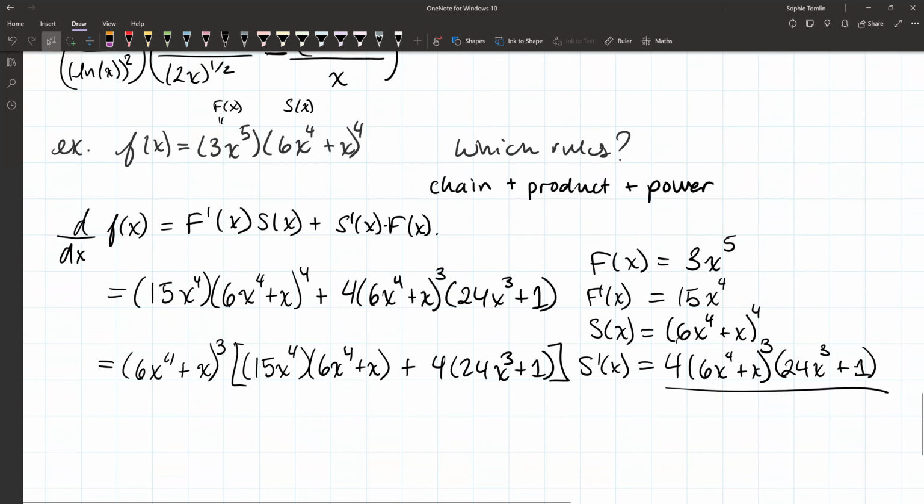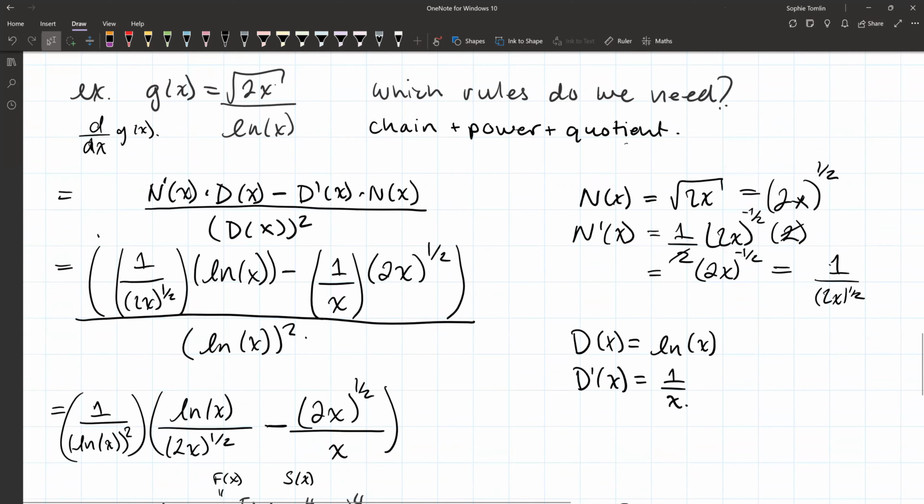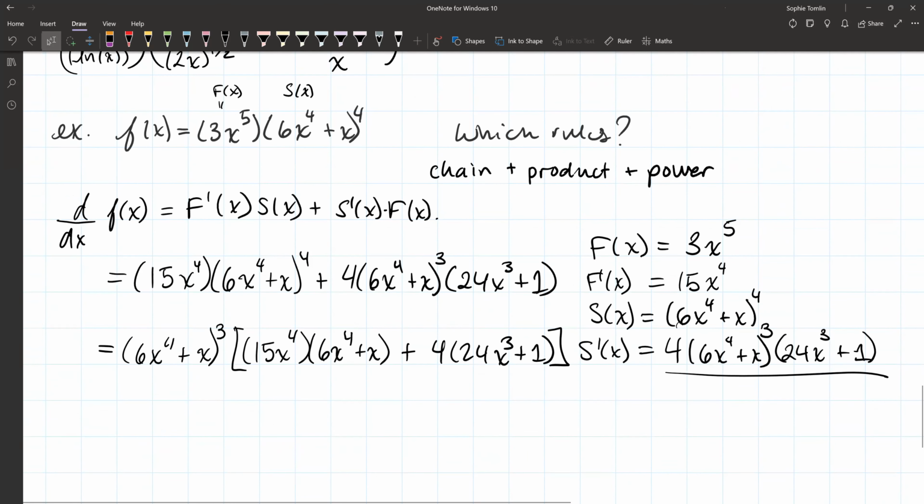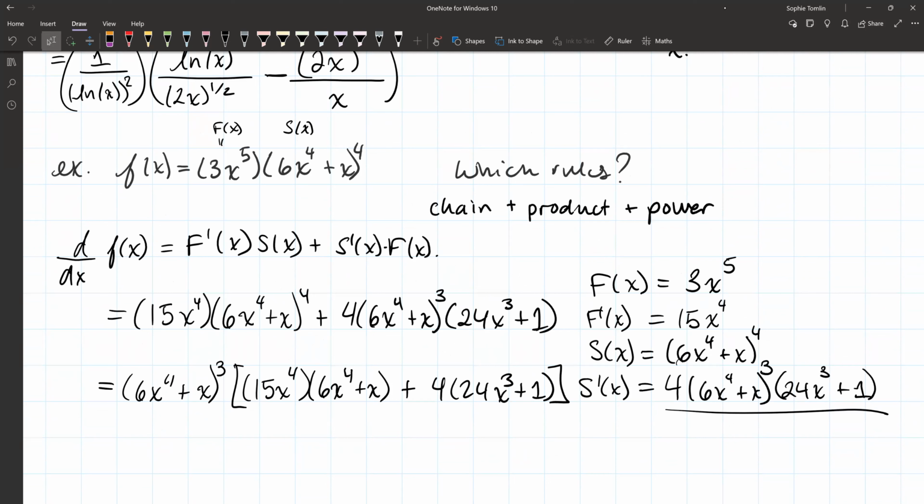But yeah, does anyone have any questions about this chain rule, power rule, or product rule question? Do we need to multiply by f of x as well? Yes, we do. You're absolutely right.